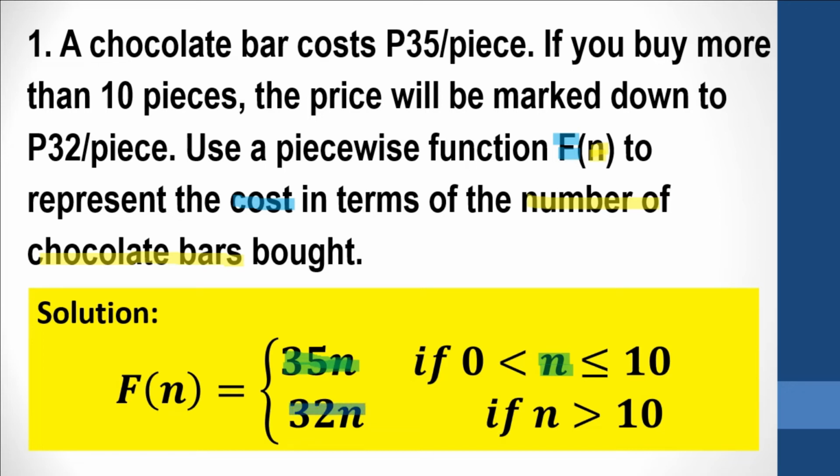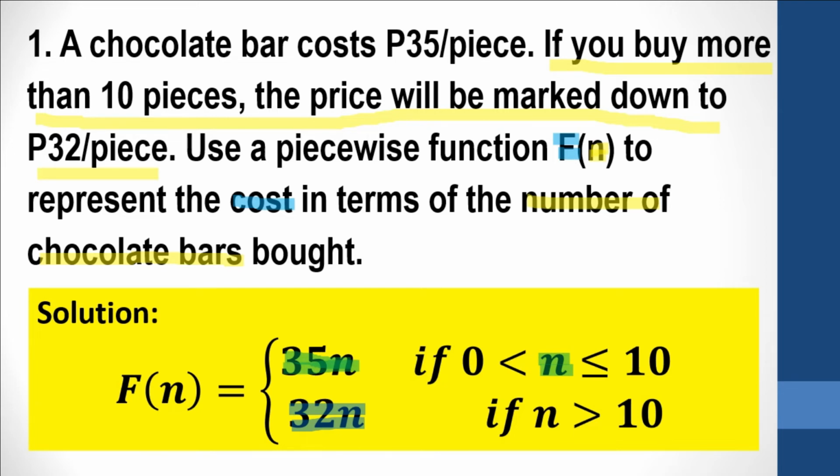Itong pangalawang function natin, we have 32n. So, saan naman galing itong si 32n? Okay, dito siya sa condition na if you buy n greater than 10. Okay, so saan galing itong si n greater than 10? Let us go back to our problem. We have, if you buy more than 10 pieces, the price will be marked down to 32 per piece. Parang wholesale price. Naging 32n siya. Ang condition niya, n is greater than 10.